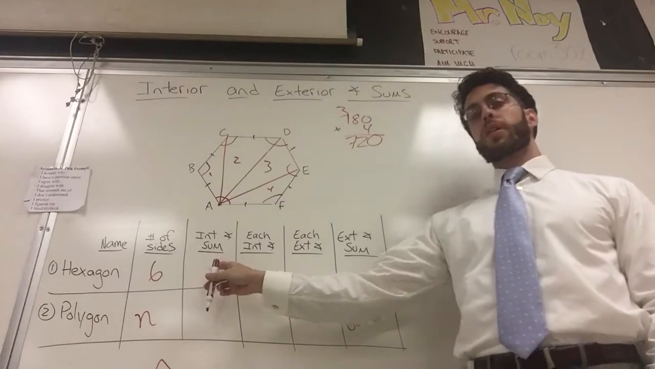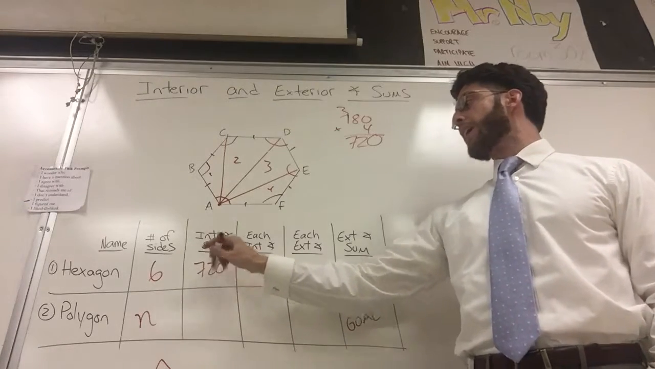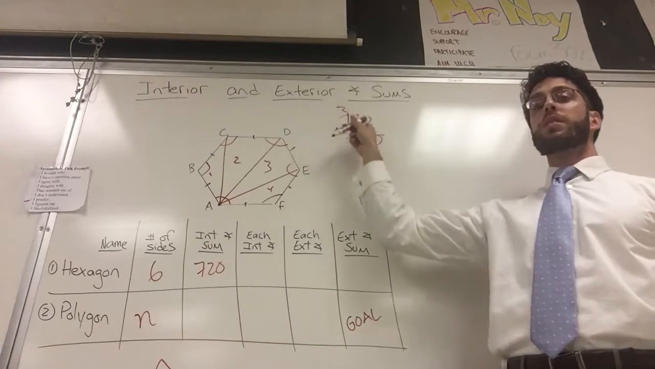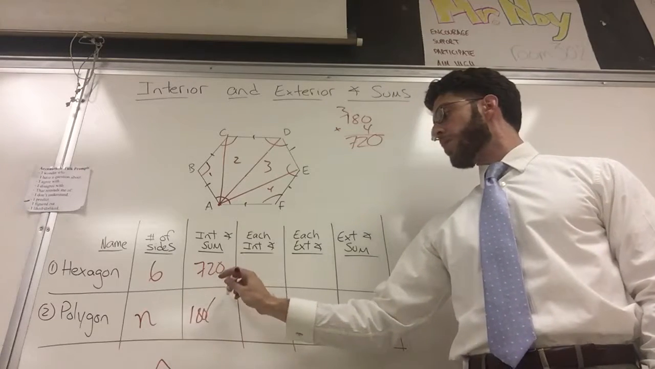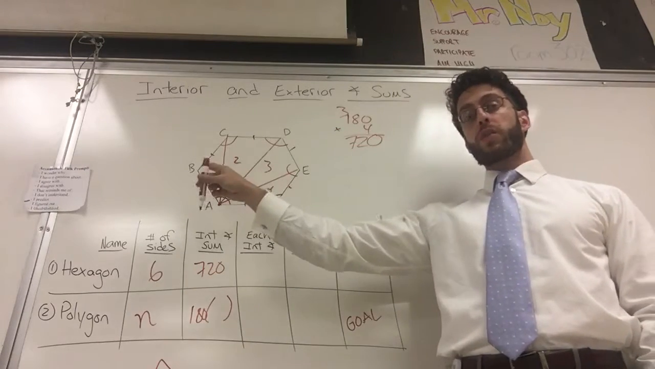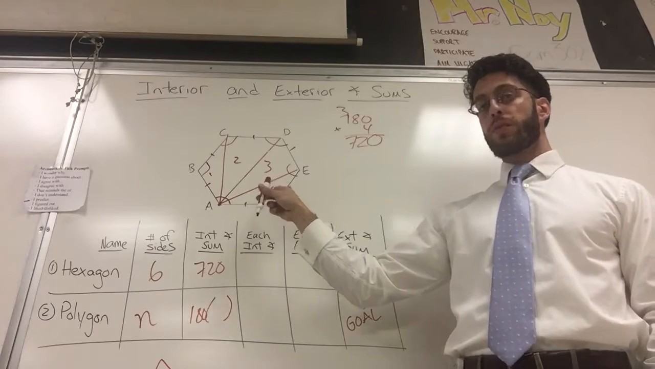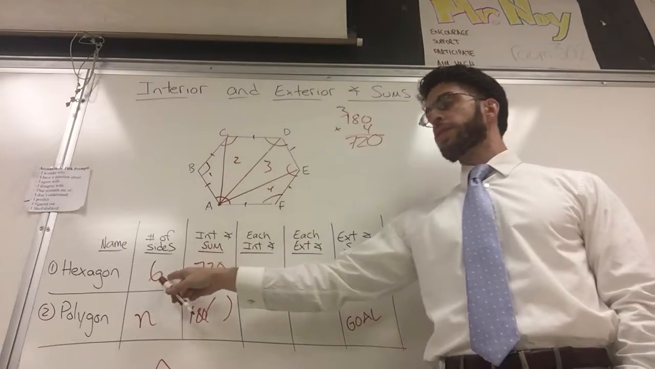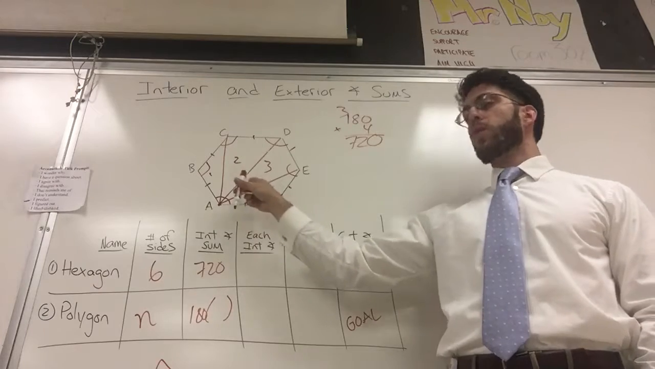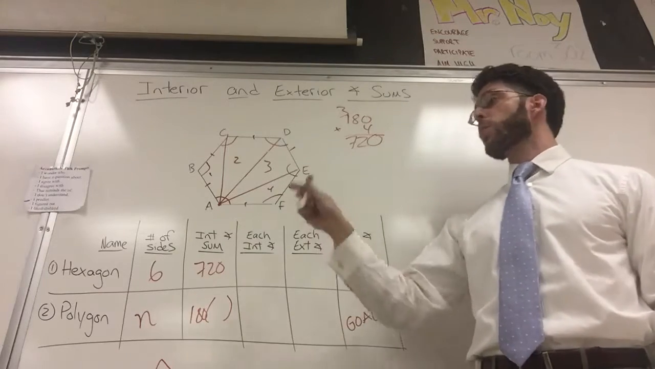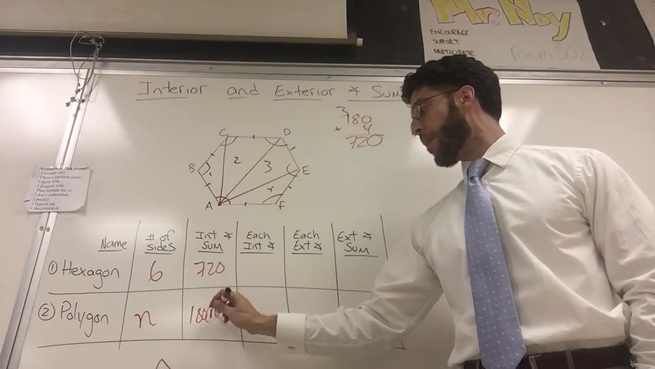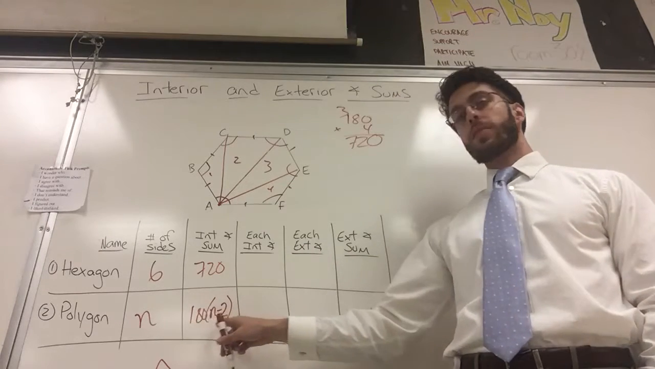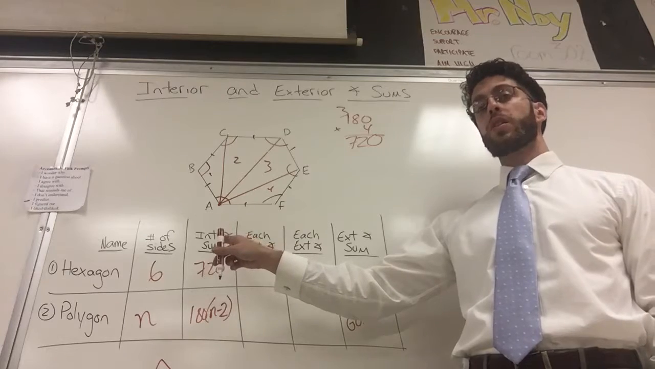720, so my interior angle sum is 720. And how did I get that 720? I multiplied 180 times 4. So I did 180 times the number of triangles. How many triangles were here? 4? But there were 6 sides. When you do it for the other shapes, you'll see there's always 2 less triangles than sides. So that's n minus 2. 180 times n minus 2. That's how you get the angle sum.